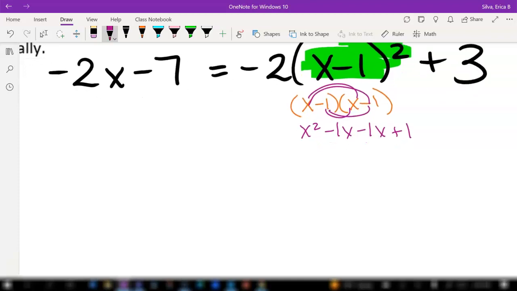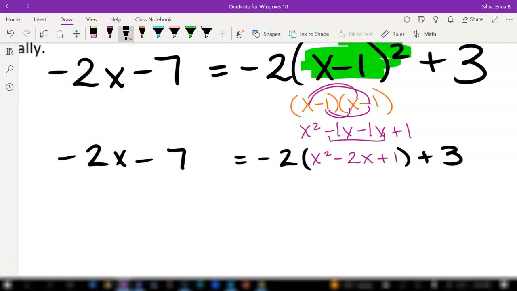We're almost done with it. And then from here, we combine like terms. We're going to combine these two, so we get x squared minus 2x plus 1. Want to bring down the rest. And we still have parentheses. How do we get rid of that parentheses? What's happening between the negative 2 and the parentheses? Multiply. So we're going to multiply these two. Then negative 2 times negative 2x, positive 4x, negative 2 times 1, negative 2.